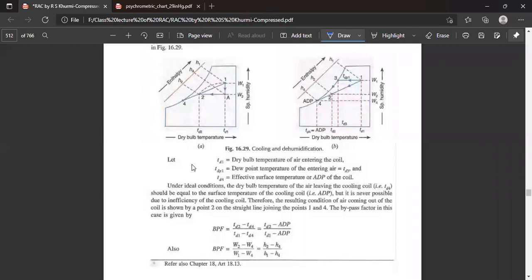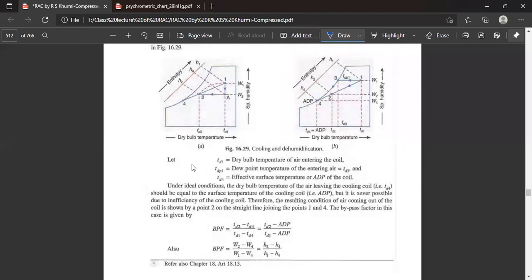Here at H1 we have the point W1 and TD1, the specific humidity as well as the dry bulb temperature, and TD4 with its specific humidity here. If we join them, the leaving air would ideally be at TD4, but it never happens; it becomes TD2. The ideal is not possible, therefore the resulting condition of air coming out of the coil is shown by point 2 on the straight line joining 1 to 4.